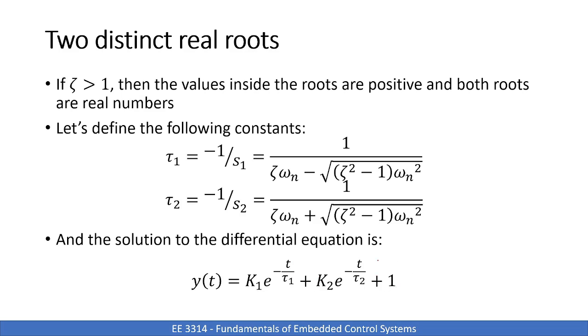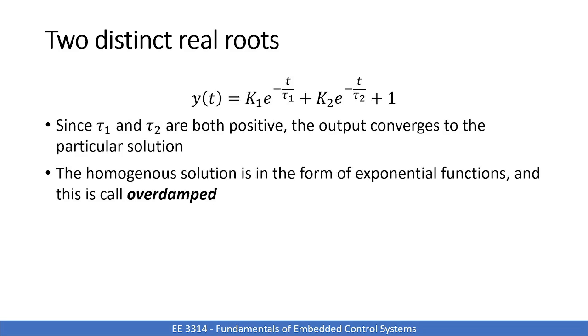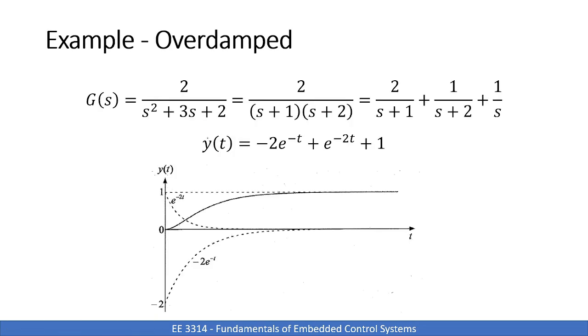So this would be our typical exponential response. These would decay to 0 as t goes to infinity, so we would converge on our particular solution, which in this case is equal to 1. The homogeneous solution is in the form of exponential functions, and this is called overdamped. There's basically not going to be any oscillation. These are going to trend towards 0 over time, and it might look something like this.